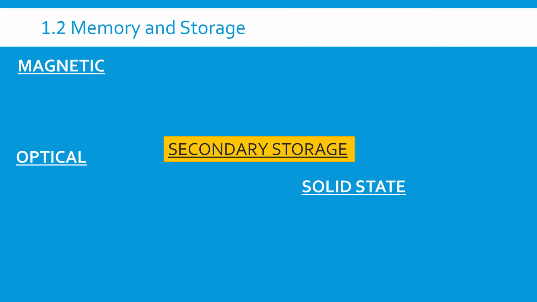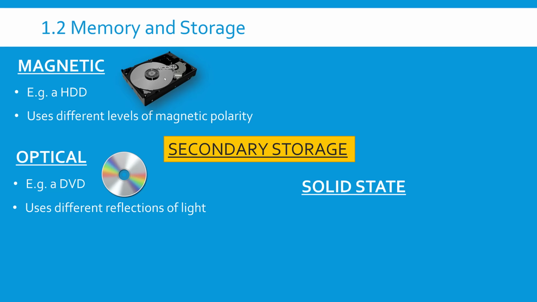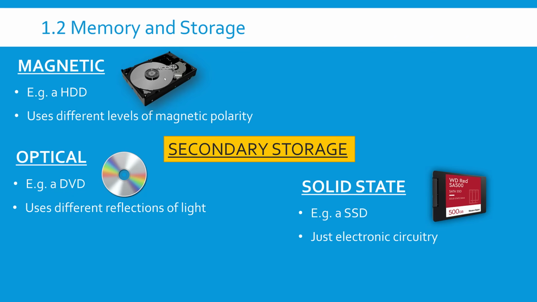There are three main types of secondary storage. Magnetic storage, the main example are hard disk drives, HDDs, and they work by having on the disk surface two levels of magnetic polarity. So one represents binary 1, another one represents binary 0. A DVD is an example of optical storage, and instead of using magnets, it uses light and different reflections of light to represent binary 1 and binary 0. Solid state storage includes SSDs, solid state drives, and these are just a big chunk of circuitry, loads of logic gates. Nothing is moving in SSDs, whereas magnetic and optical both have a spinning disk.